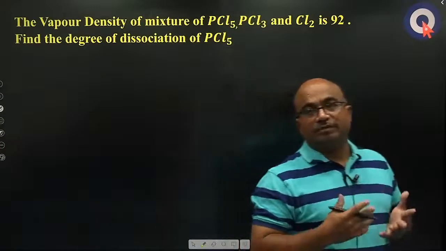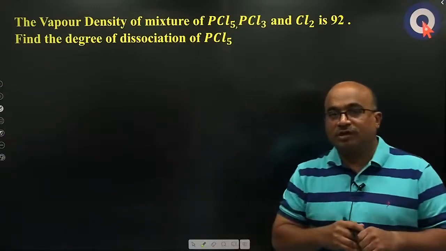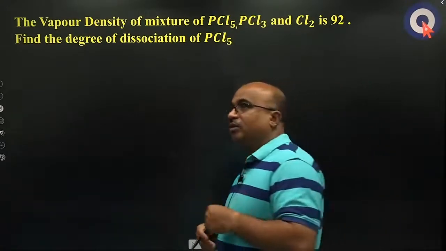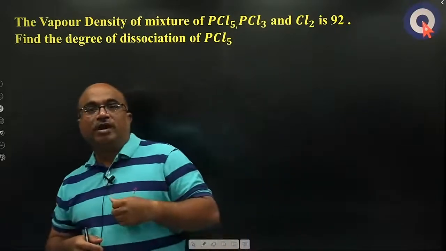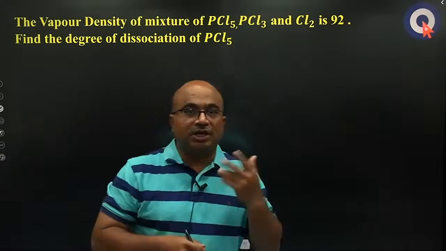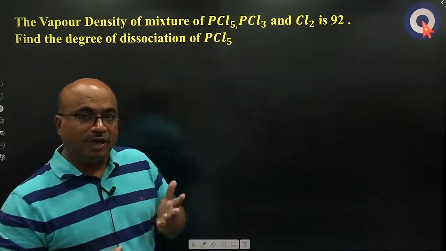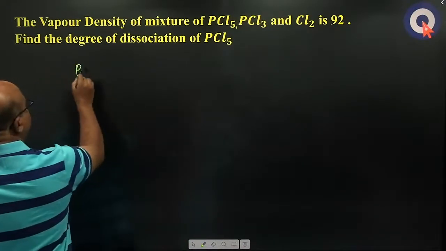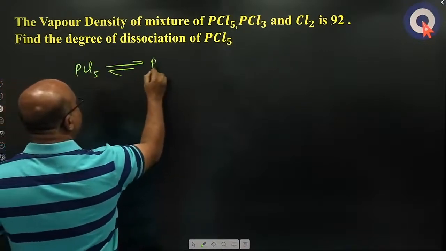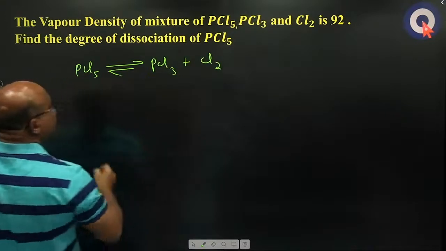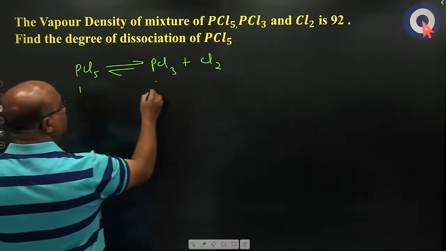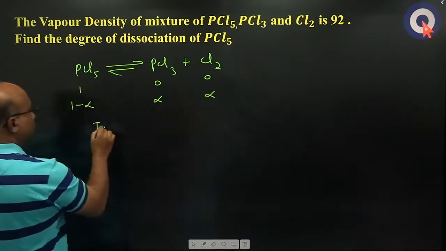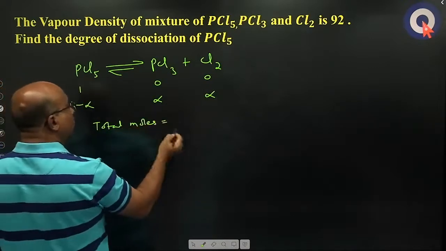Then let us see the next: the vapor density of the mixture. This is also a similar concept. The vapor density of the mixture is given, so we have a similar expression now. It is derived when a gaseous reaction is there. With the vapor density of the equilibrium mixture and the initial vapor density, we can compare and derive an expression for the degree of dissociation. Same as PCl5, which is in equilibrium with PCl3 plus Cl2. Same way, this is 1, this is 0, this is 0, and this is 1 minus alpha, alpha and alpha. So total moles at equilibrium is the same as before, and what you get is 1 plus alpha.